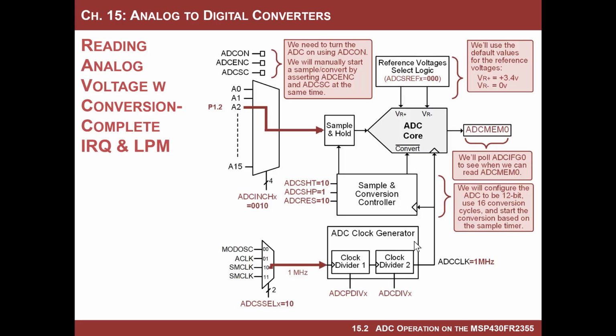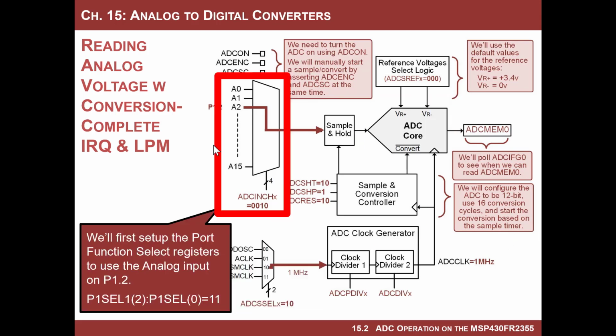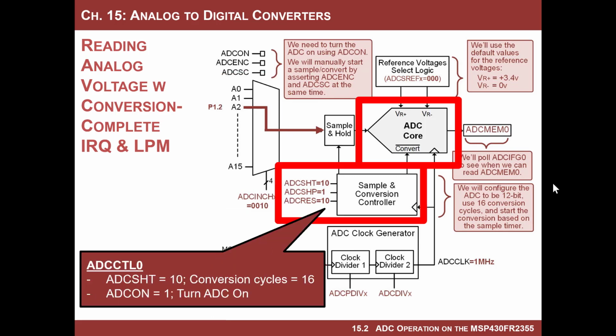Okay. Here's a block diagram of the ADC, so let's go through the key settings again to understand what we're trying to do. First, we have to set up the port. We're going to use the port function select registers to tell port 1 bit 2, instead of being a port, please be an analog input, and that setting is setting those bits to 1-1. Then we march through the four configuration register settings of the ADC, starting with ADC control register 0. In this one, we set the conversion cycles to 16, and we turn on the ADC.